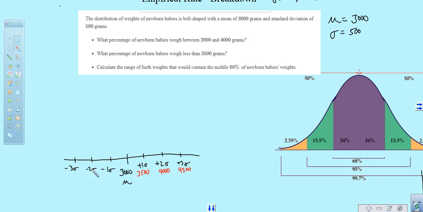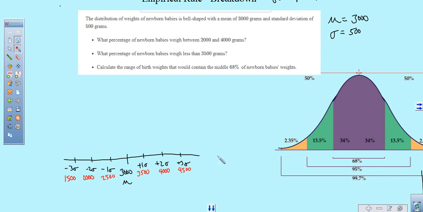If I go down from the mean, I take away 1 standard deviation, that puts me at 2,500. I go down another one, that puts me at 2,000. I go down one more, and that puts me at 1,500. Let me clean that up just a touch. This is my process that I go through when I'm going to work on these questions.